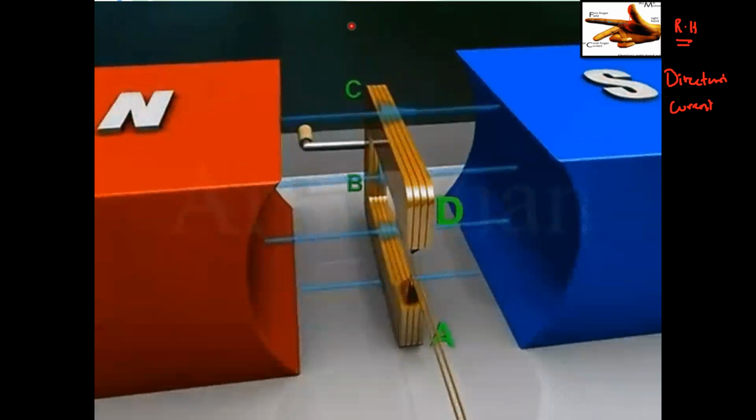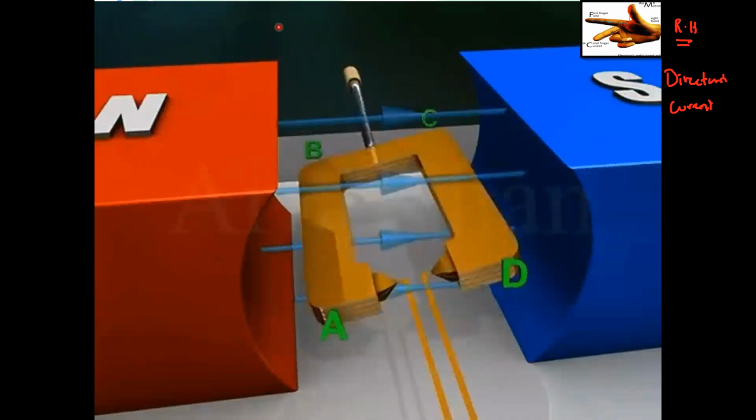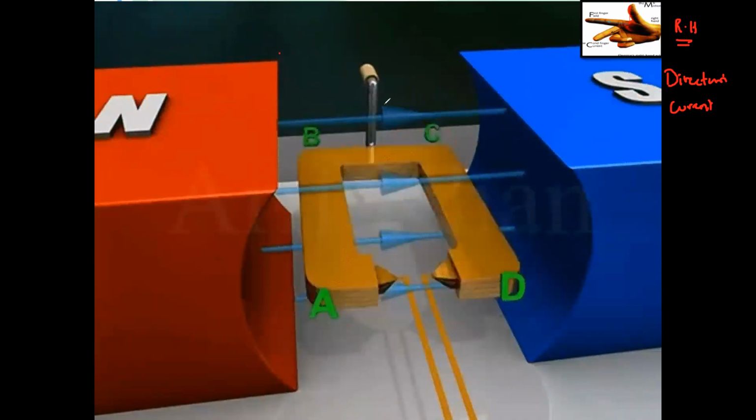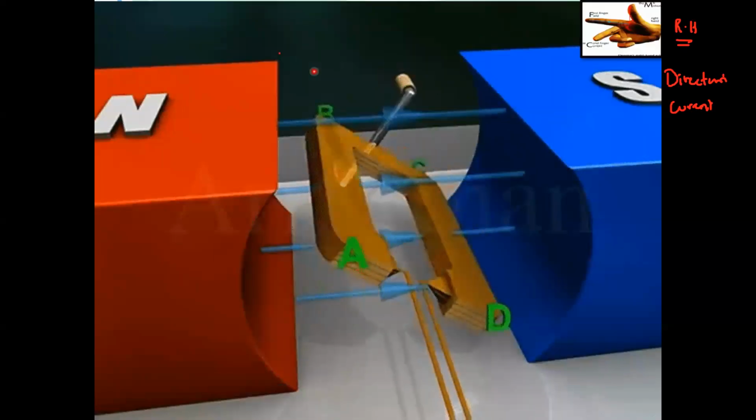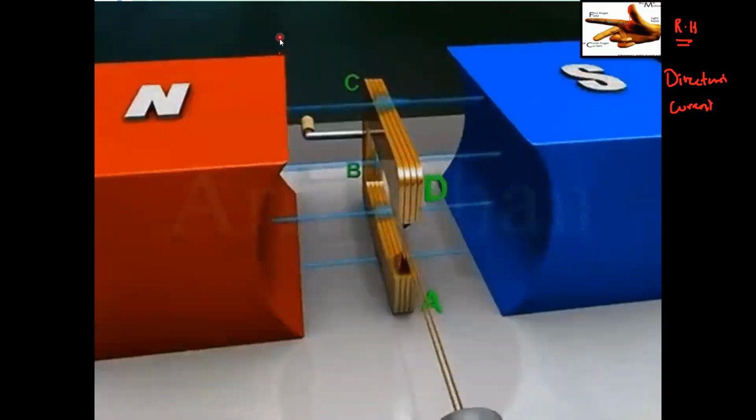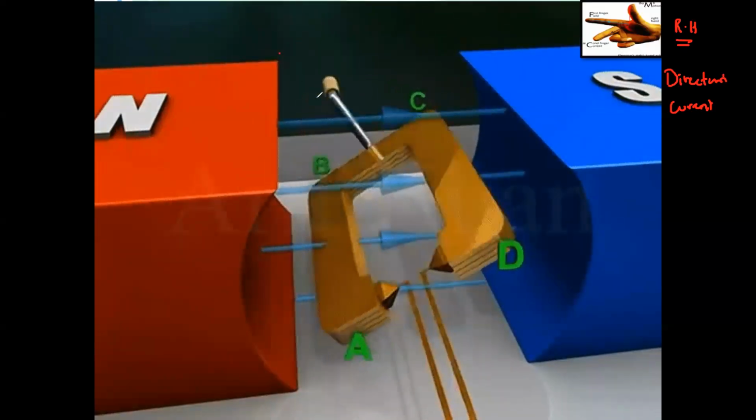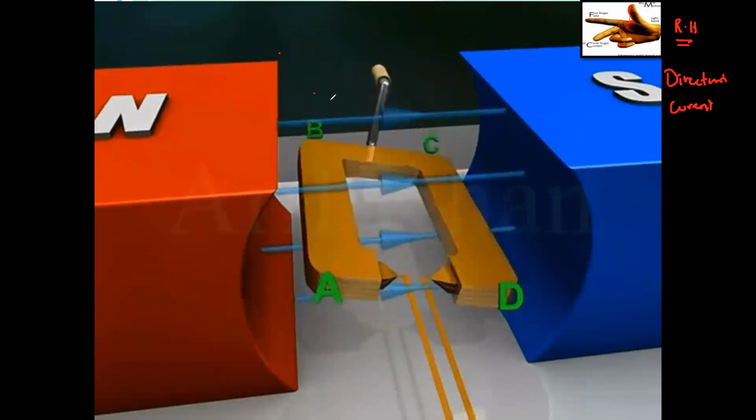So if I ask, can you identify the direction of a current produced due to a change in a magnetic field? What will we use? Fleming's right-hand rule. So for example, this is the direction of the rotation. AB is going in this way. This is the direction of the motion. And CD is going down. So we will use Fleming's right-hand rule.